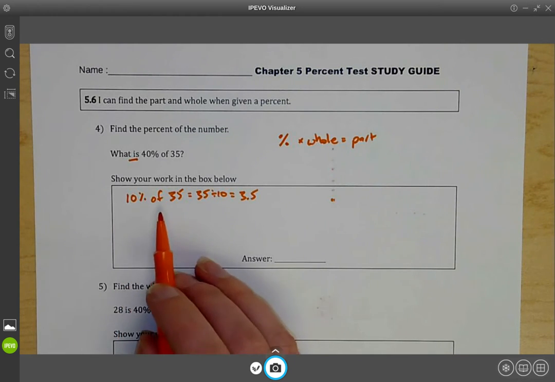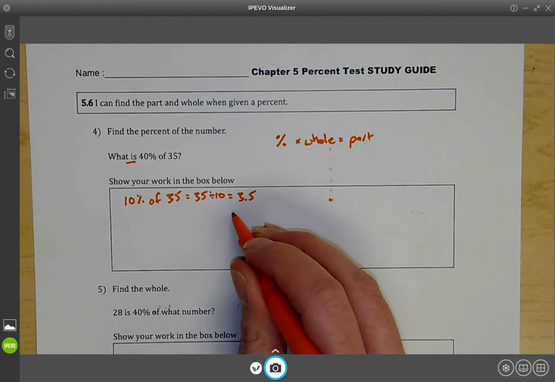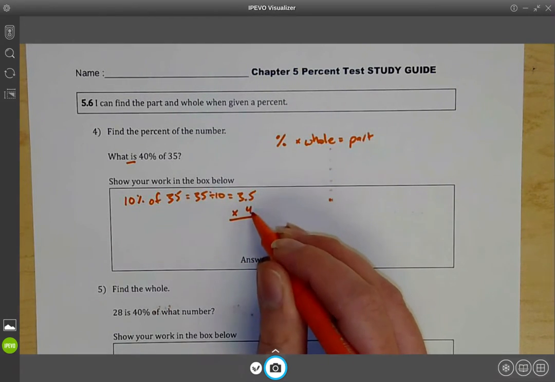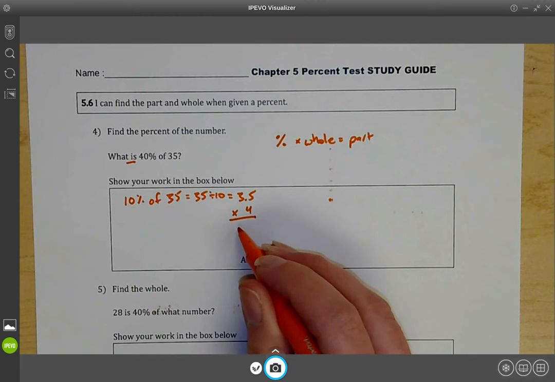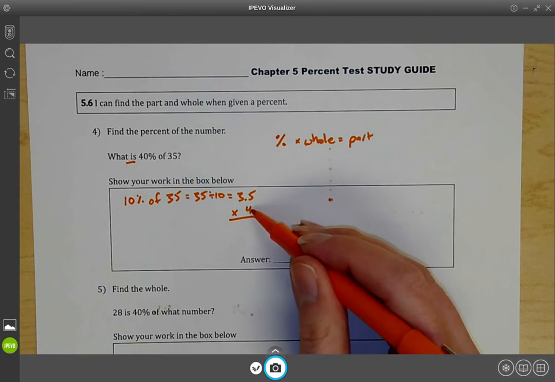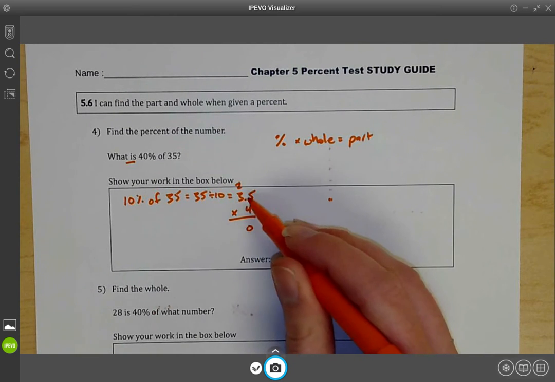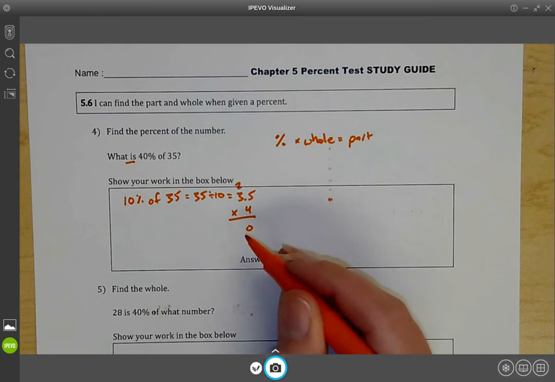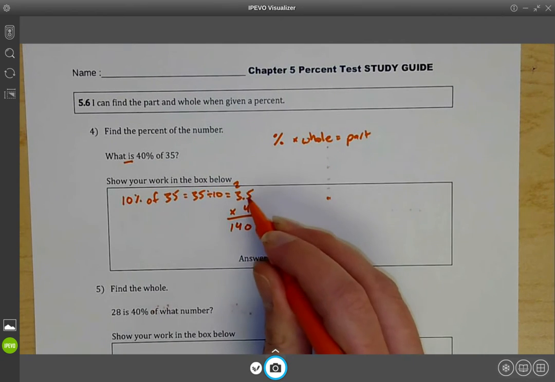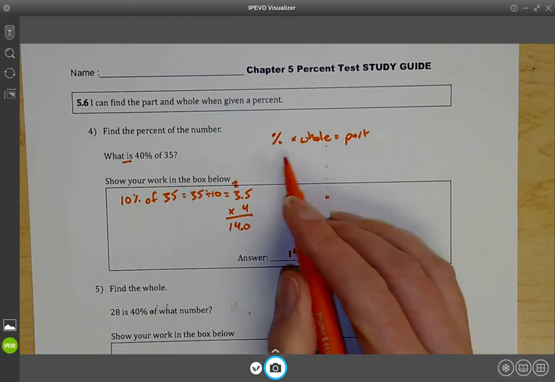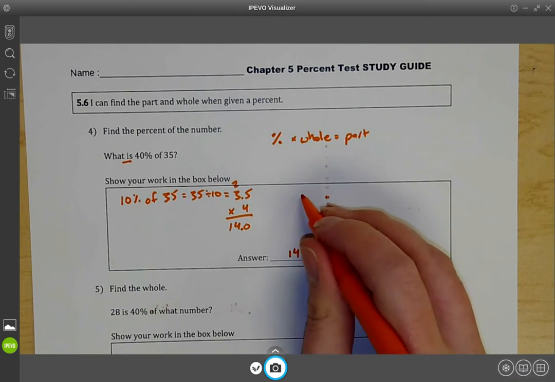Well, if I need 40%, I'm going to need 10% 4 times. 10% times 4 would be 40%. So 3.5 times 4 will give me 40% of 35. 5 times 4 is 20. 3 times 4 is 12. Plus 2 more is 14. One number behind the decimal. My answer is 14.